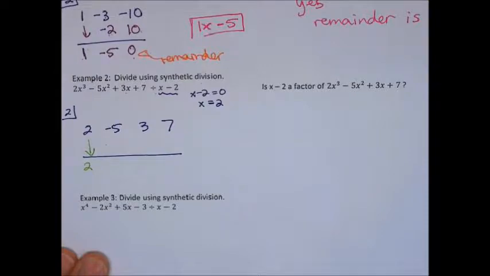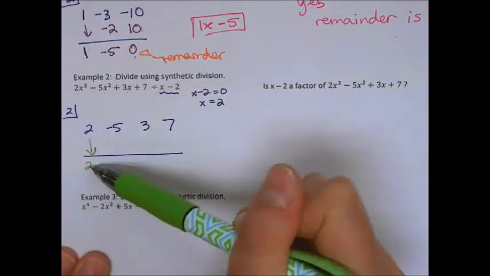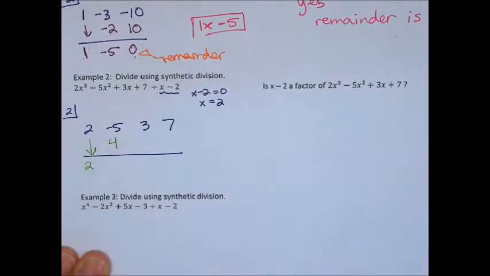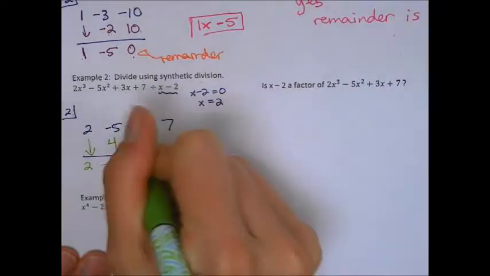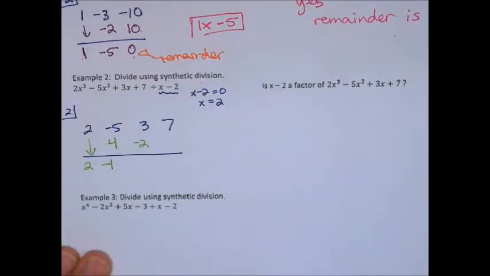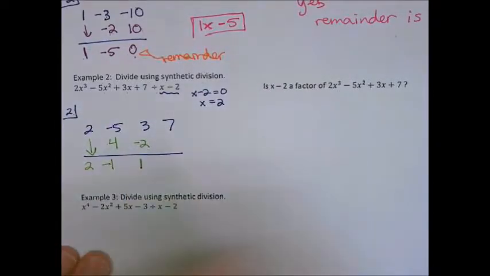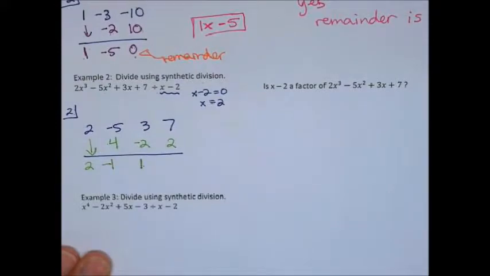Step 3, multiply the number in the box by the number we brought down. 2 times 2 is 4. Then we add them. And we do that again. 2 times -1 is -2. Add. 2 times 1 is 2. Add.